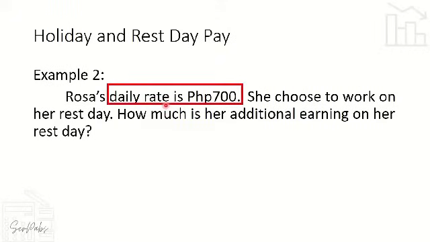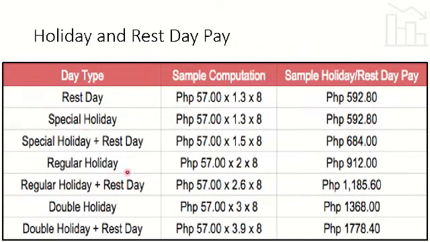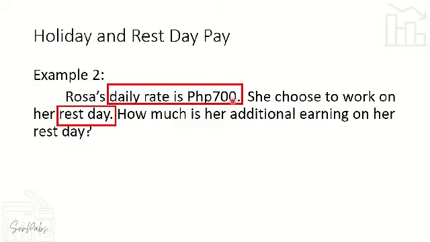So, balikan natin ang ating given. We have 700 daily rate. And then, ang ating data is work on rest day. So, balik tayo kay table. Andito ang ating rest day. So, ang rest day natin is times 1.3. Sir, bakit wala na yung times 8? Kasi ang given natin ay daily rate na. So, 1.3 na siya diretso. Hindi na siya per hour. Diba? Kasi ang given natin ay daily rate. So, ibig sabihin, kinita na niya yung 700 sa loob ng 8 oras.